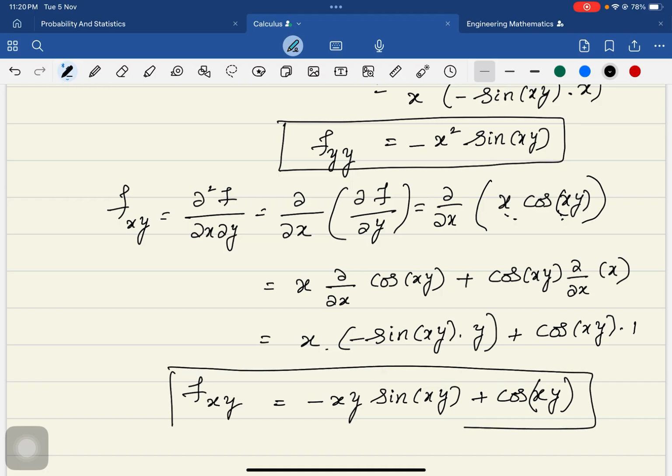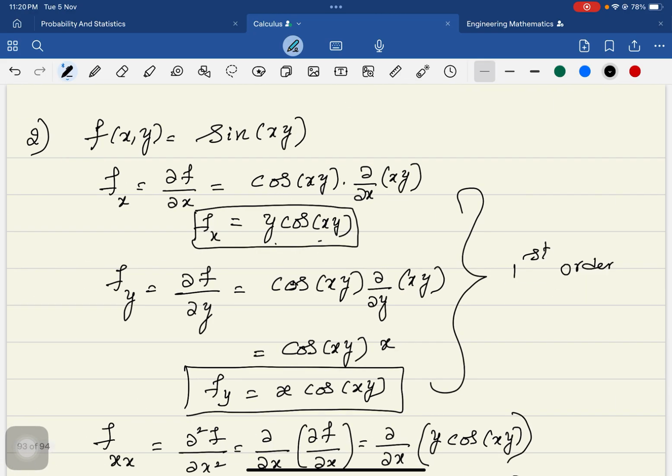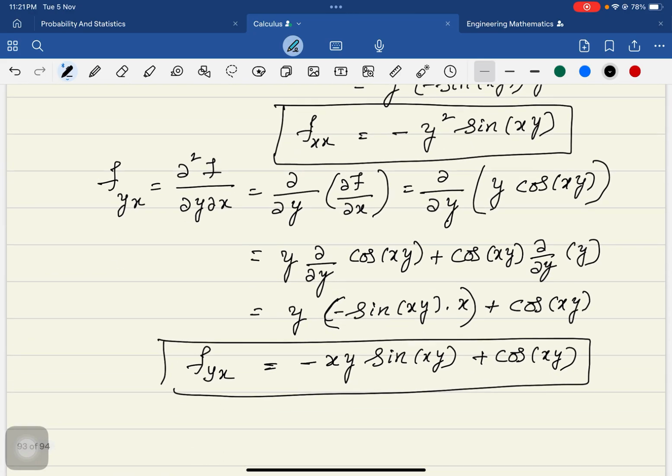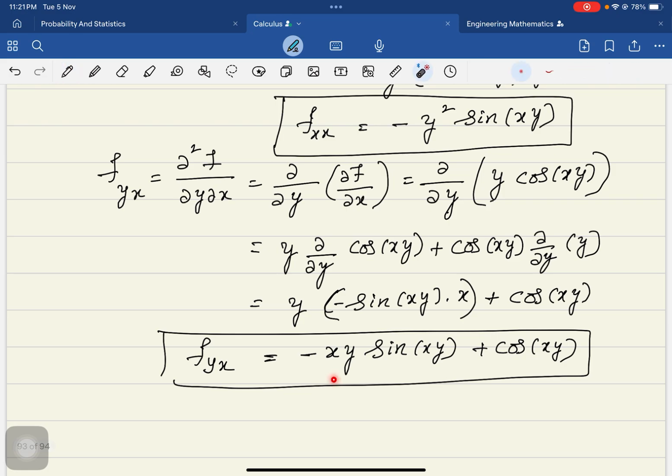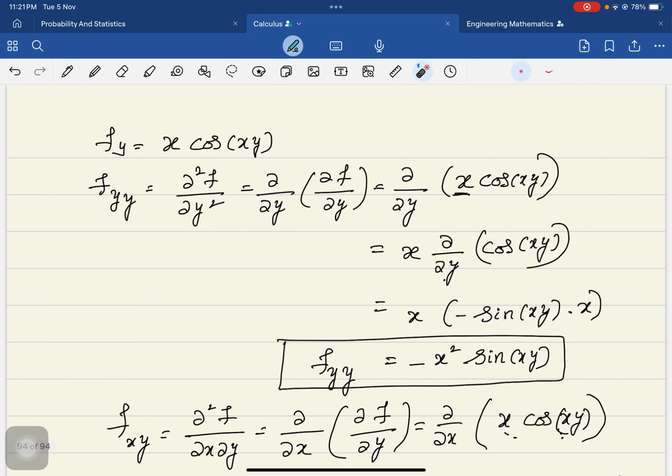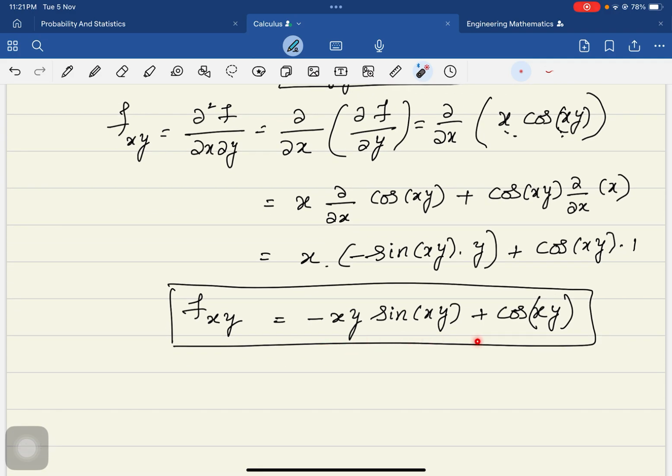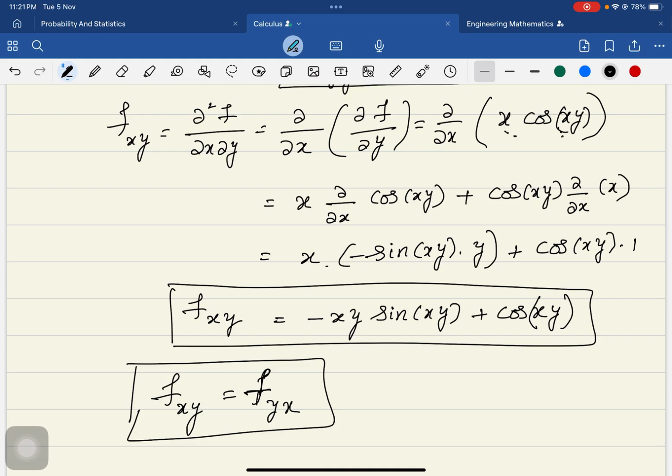So just observe what is your fyx. In the previous one, fyx is what? Minus xy sine xy plus cosine of xy. What is fxy? It is also minus xy sine of xy plus cosine of xy. So you can understand that fxy is equal to fyx in this case also. So finding the second order partial derivatives like this we have to do, and if it is asked to cross check whether fxy is equal to fyx or not, this is the way to do it. I hope it is clear. Thank you.